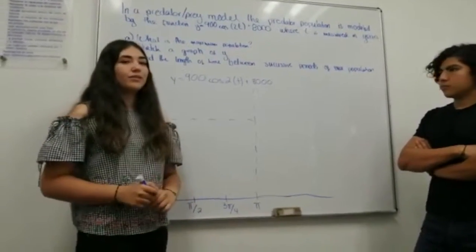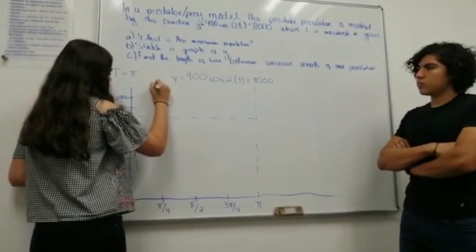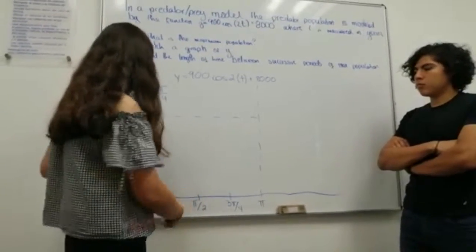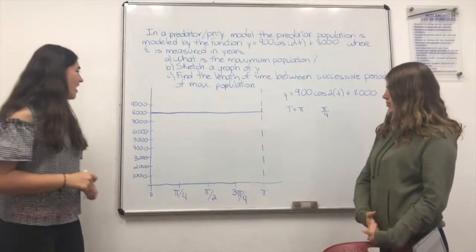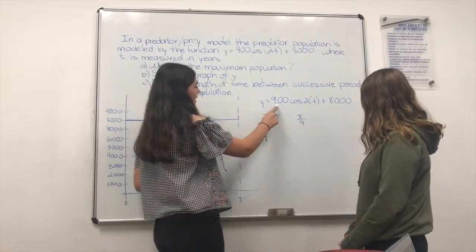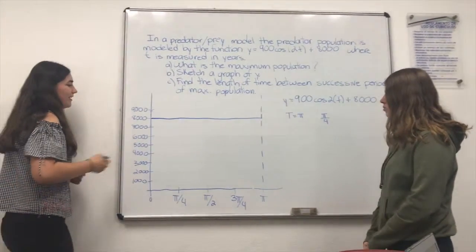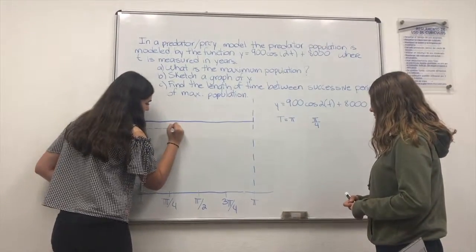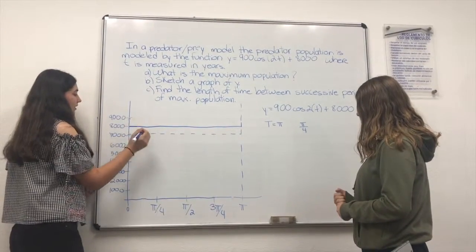Let's remember that to calculate the spaces, we simply divide our period by 4. Since our period is pi, we get these separations. Now we're going to take the amplitude. As you remember, the amplitude in the equation is A. Here it is represented by a 900. So from this line, you're going 900 down and 900 up.